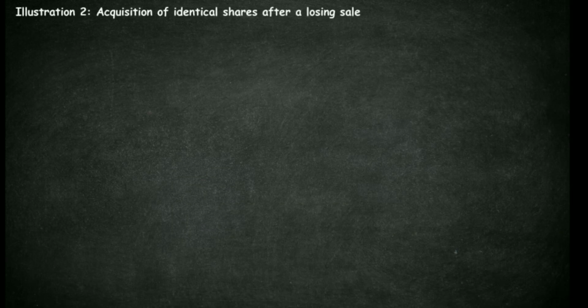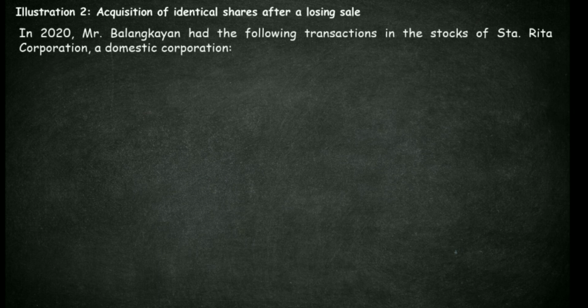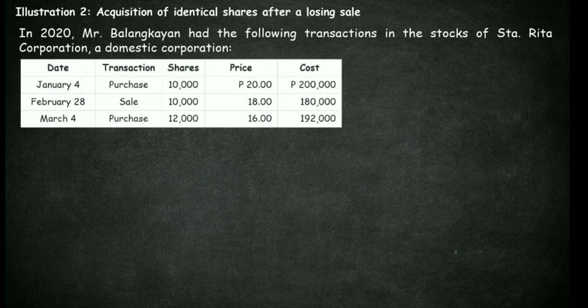So, this is all about acquisition of identical shares after a losing sale. The previous illustrations earlier focused on acquisition of identical shares before a losing sale. Now, after a losing sale. Here's the scenario. In 2020, Mr. Balangkayan had the following transactions in the stocks of Santa Rita Corporation, a domestic corporation. There was a purchase on January 4, 10,000 shares at 20 pesos per share, so the total cost is 200,000 pesos.